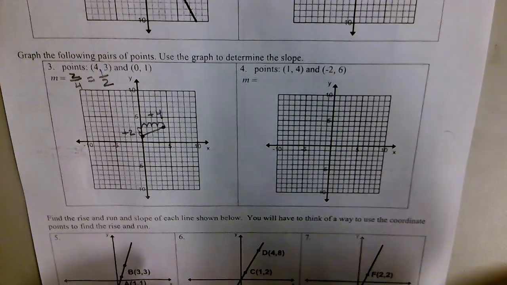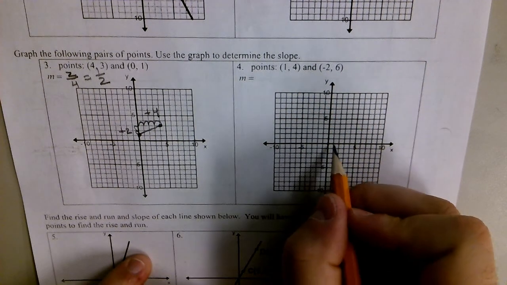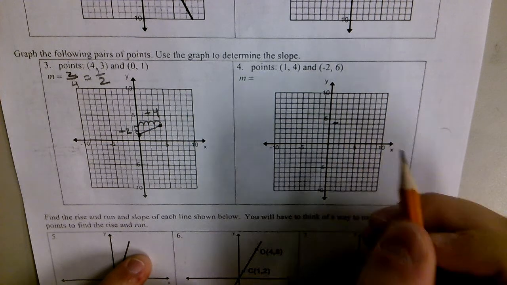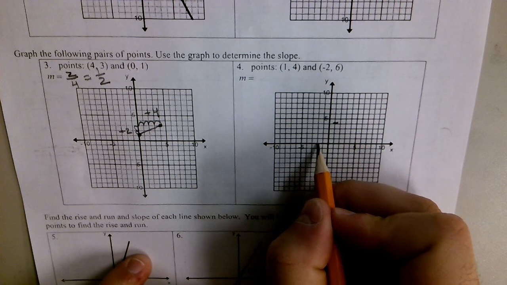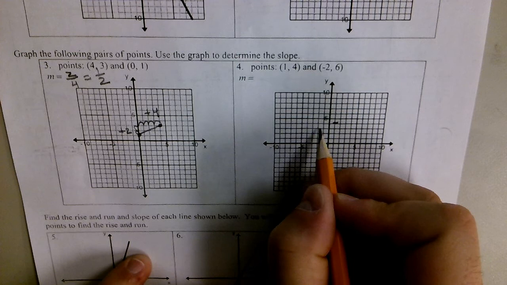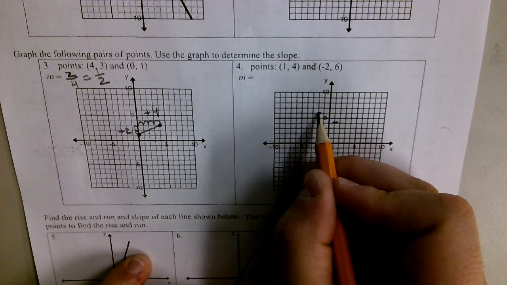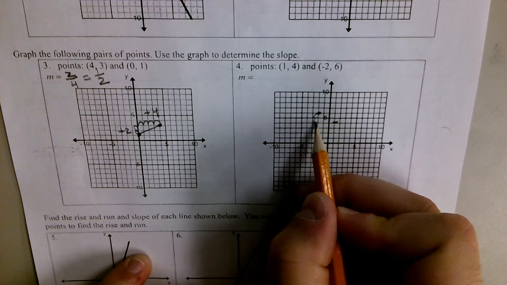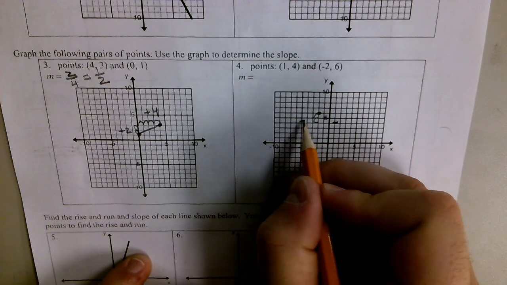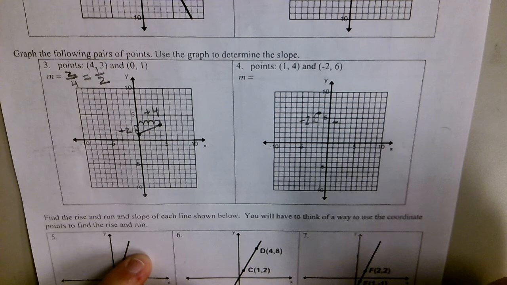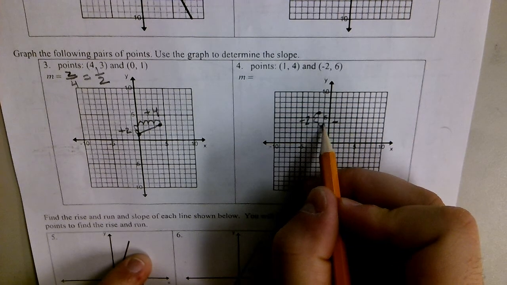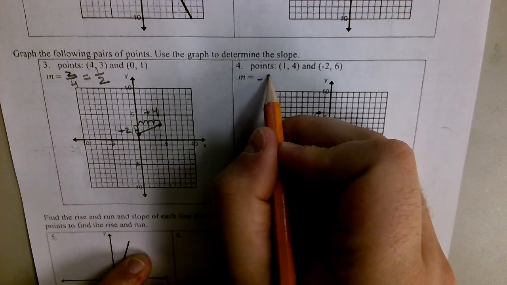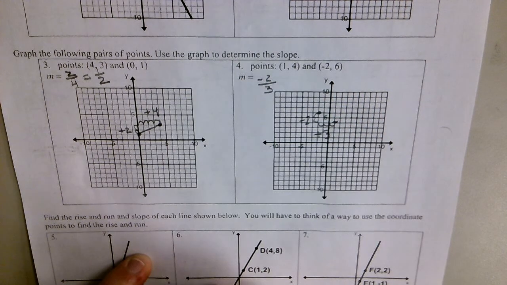And then, in our last one here, we've got points with 1, 2, 3, 4 and -2, 1, 2, 6. So my rise first, I have to go down 1, 2. Since I'm moving down, it's a -2. And then I have to run 1, 2, 3. Since it's to the right, it's a +3. So my rise of -2 over 3.